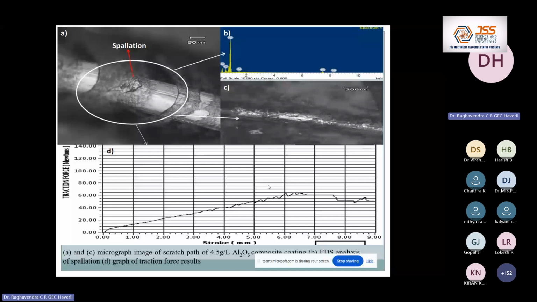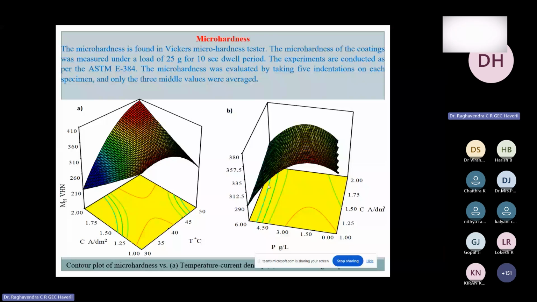These are all the different tests. I don't want to go into detail. This is the microhardness. The hardness also plays a vital role. If you check the 3D graphs plotted in A and B, the highest microhardness has been achieved for a coating temperature of 50 degrees centigrade and a current density of 2 amperes per decimeter square. Similarly, in figure B, between 3 to 1.5, it has shown the best microhardness.